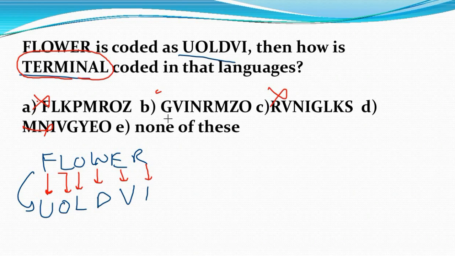So the opposite letter of T is G, the opposite letter of E is V, the opposite letter of R is I, the opposite letter of M is N, the opposite letter of I is R, the opposite letter of N is M, the opposite letter of A is Z, and the opposite letter of L is O. It means option number B is the correct answer. Option number B will be the correct answer for this question.